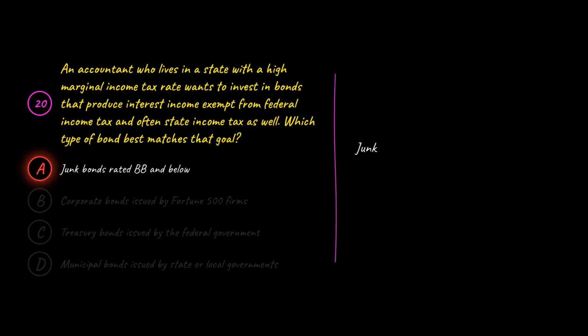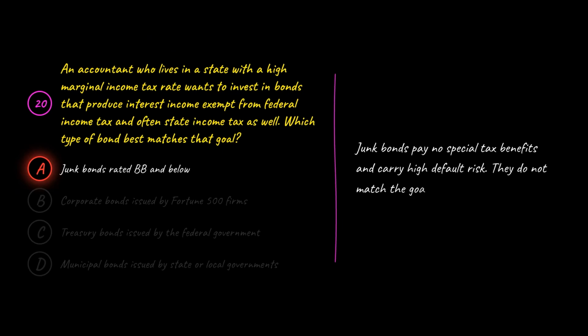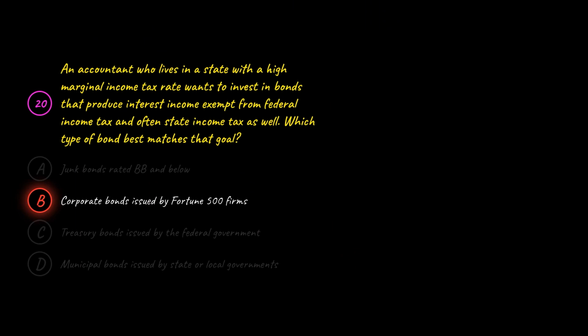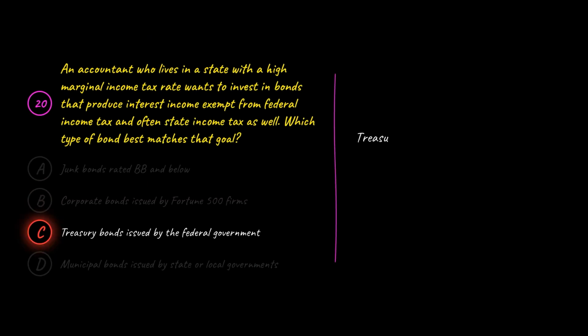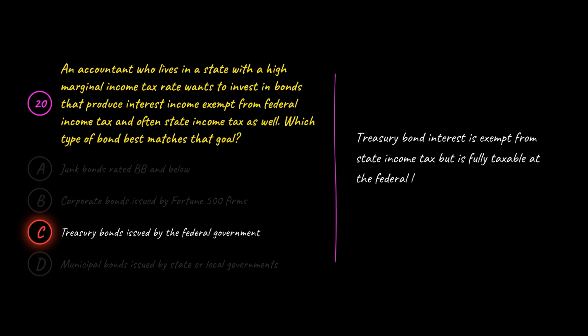A is wrong because junk bonds pay no special tax benefits and carry high default risk. They do not match the goal of tax-exempt income. B is wrong because corporate bond interest is fully taxable at federal and state levels. Corporate bonds do not provide tax-exempt income. C is wrong because Treasury bond interest is exempt from state income tax, but is fully taxable at the federal level. So Treasuries do not match the dual exemption goal.